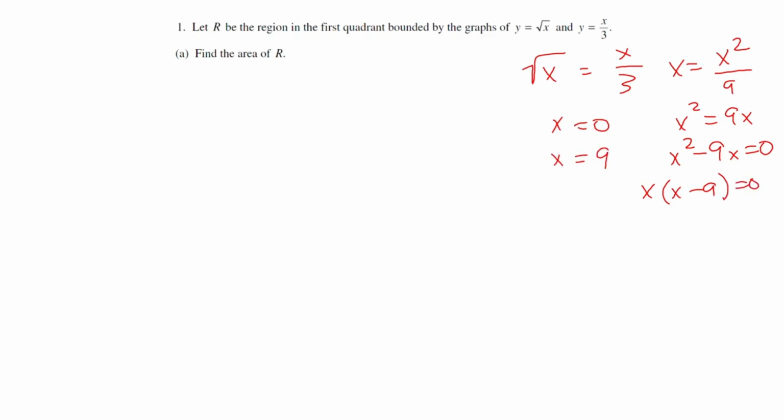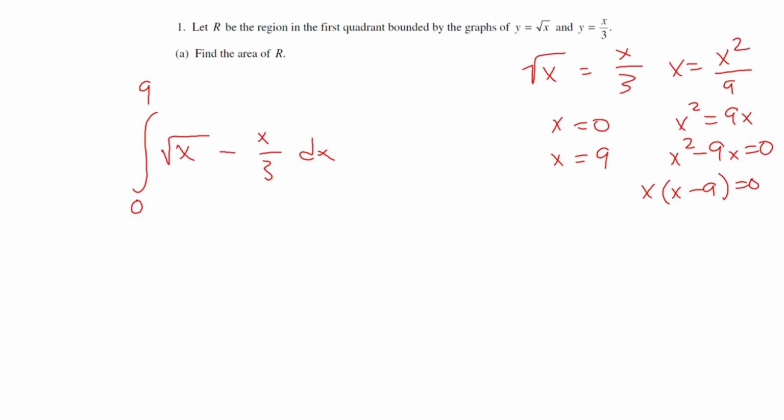And you know, you can do this on your calculator also, and I'll show that in a second. So really what we're going to do is just an integral from 0 to 9 of the upper function minus the lower function. Now, the upper function is root x, and the lower function is x over 3. If you weren't sure about that, you could just test a value between 0 and 9 and see which is bigger. Like if you test 4, the square root of 4 is 2, and 4 over 3 is 1 1/3, so we can see root x is above.